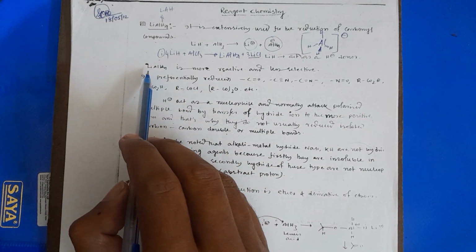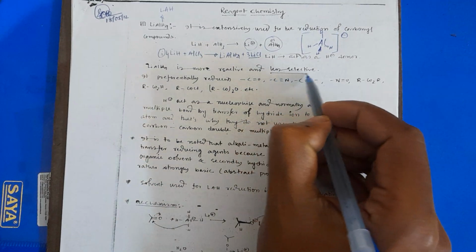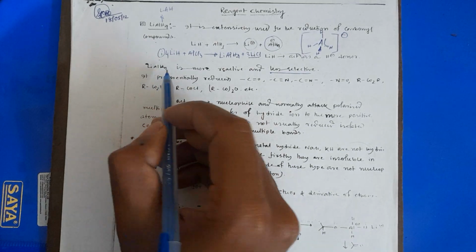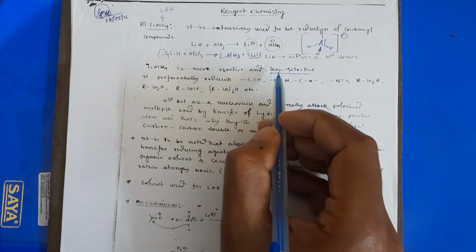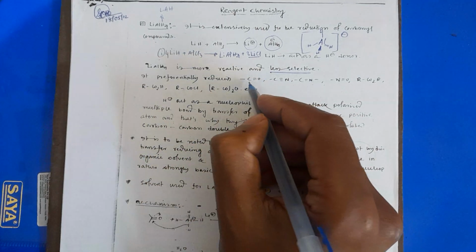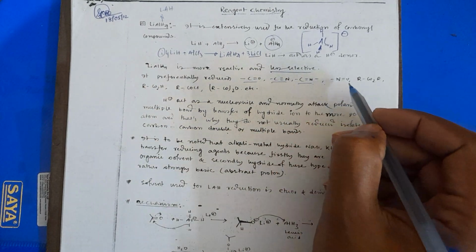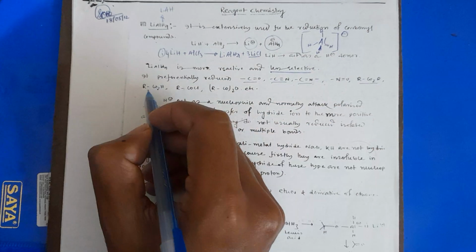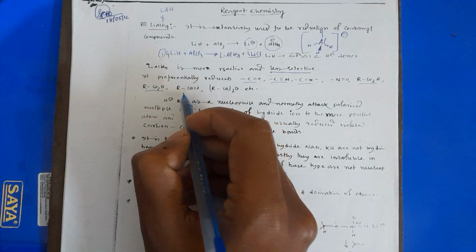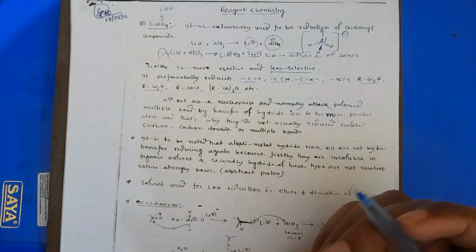And as you can see here, lithium aluminum hydride is more reactive and less selective. From the organic synthesis point of view, it preferentially reduces the carbonyl unit, cyano unit or imine unit, ester unit, or you can say organic acid moiety, acid chloride, as well as acid anhydride unit.